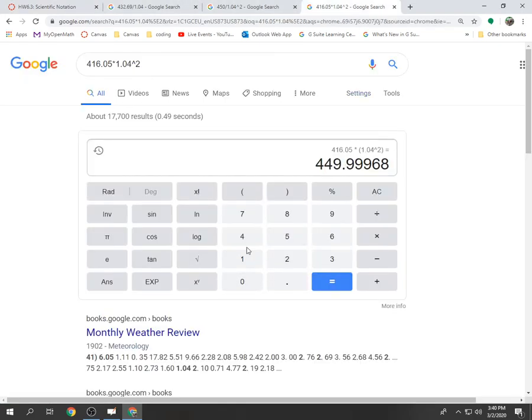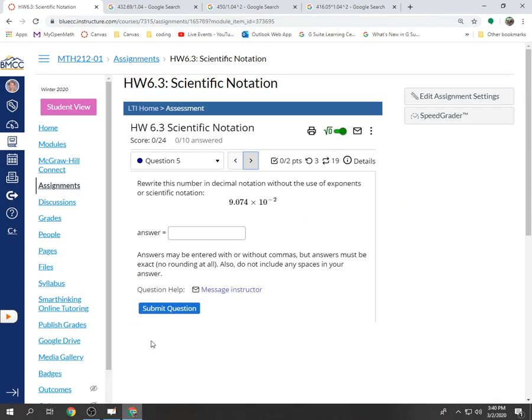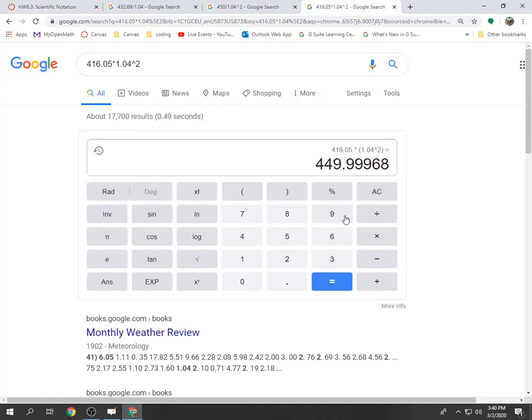So I'm just going to type 9.074 times 10, find your power button, negative 2. Warning, on some calculators you need a parentheses for the negative 2, but it depends on the calculator. You got to test yours out. And so it gives me the right number there.